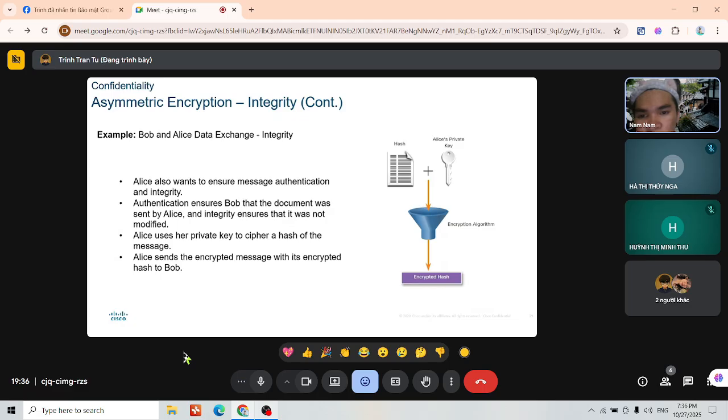Alice also wants to execute message authentication and integrity, authenticating to Bob that the document was sent by Alice and ensuring that it will not be modified. Alice uses her private key to cipher a hash of the message. Alice sends the encrypted message with the encrypted hash to Bob.